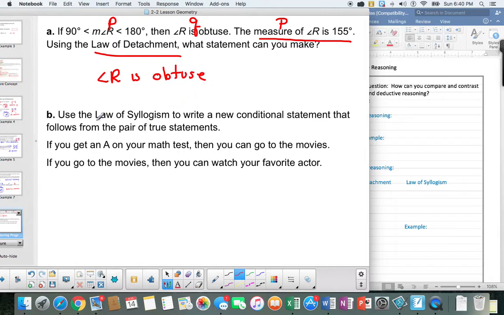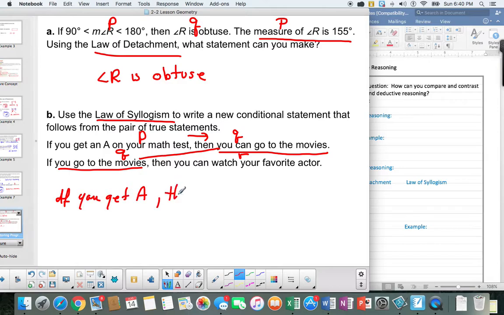Okay, now let's use the law of syllogism. This is that chain of reasoning here. If you get an A on your math test, then you go to the movies. So this is P implies Q. And you can see here, this is Q. So there's a good connection, like a chain. And then this is another statement, R. So we can say, if you get an A, then you watch your favorite actor.